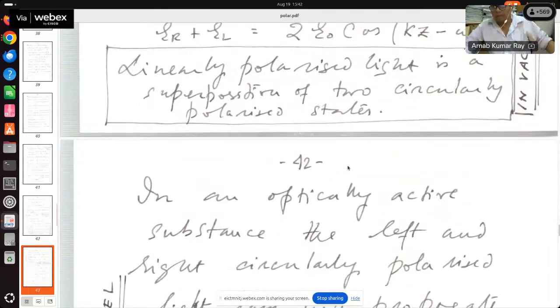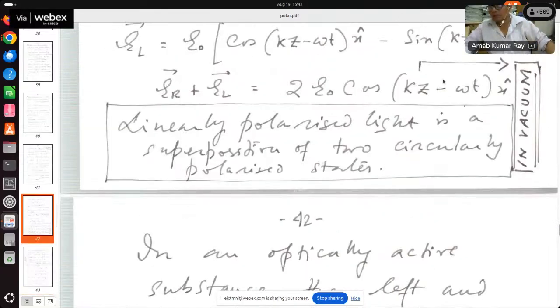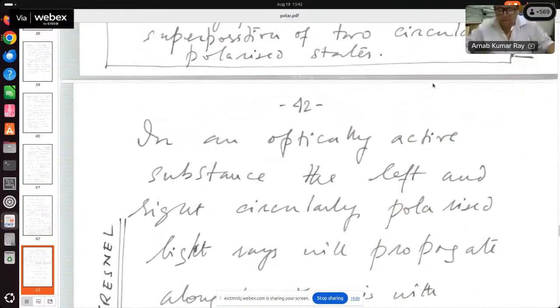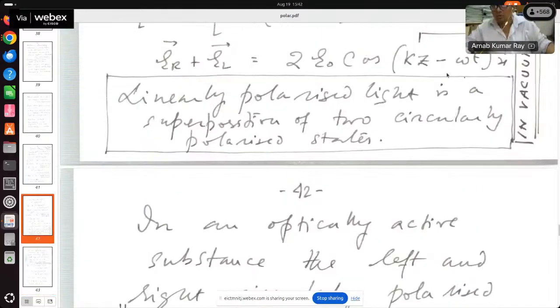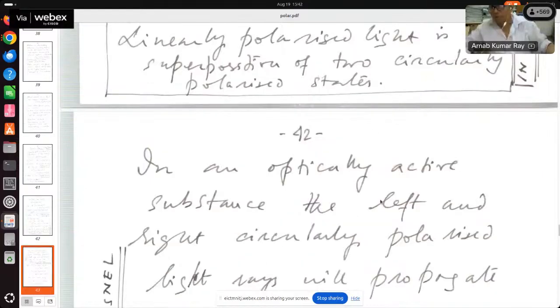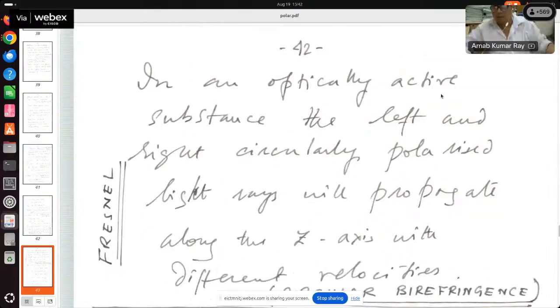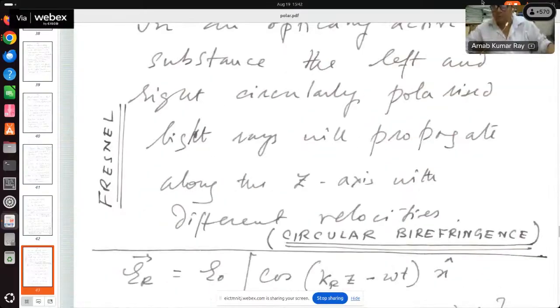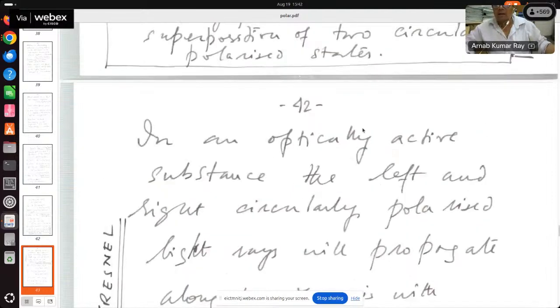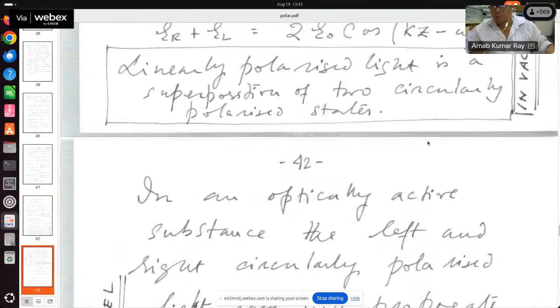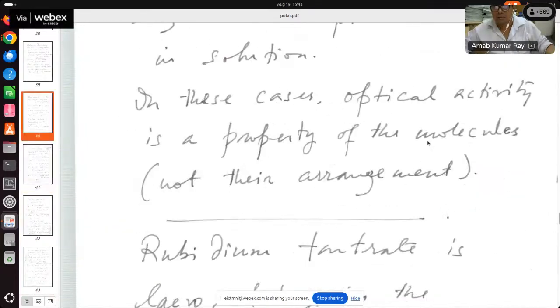Now, this equation we have framed for vacuum, but in a polarizing material, in an optically active material, this equation will have to be altered. Let us see how. In an optically active substance, the left and right circular polarized rays will propagate along the z-axis with different velocities. Basically, what have you got now? Earlier, you had birefringence. If you can please recall, I'll just take you back to something.